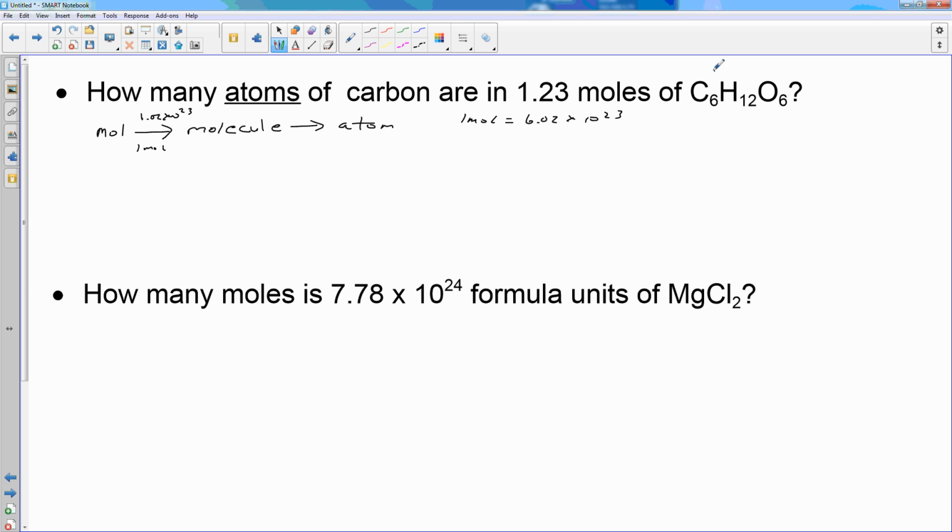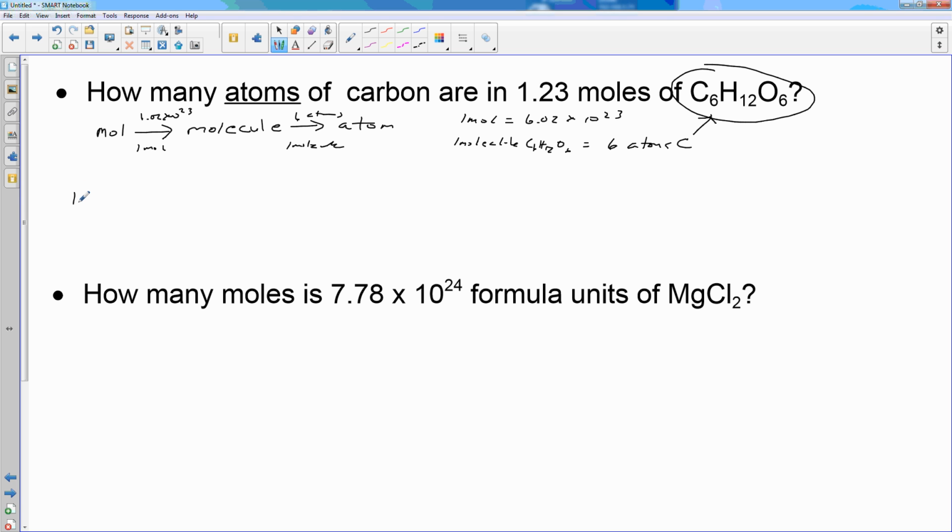And if we look at this molecule, we can see the number of atoms of each type. And in particular, 1 molecule of this glucose, C6H12O6, is equal to 6 atoms of carbon. And I'm getting that 6 from right there. And so once again, we can say we have 1 molecule is equal to 6 atoms. So we just plug this into a bracket.